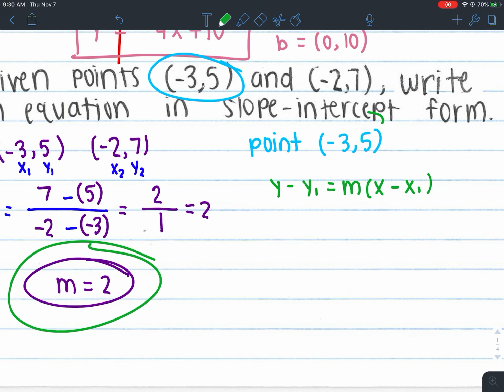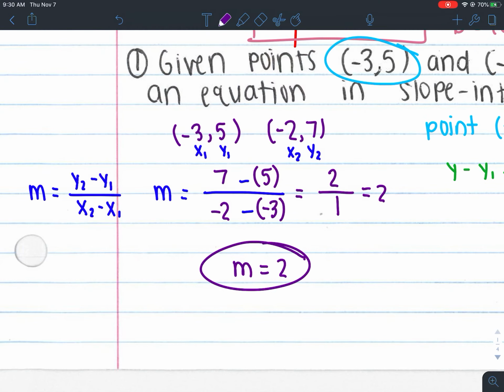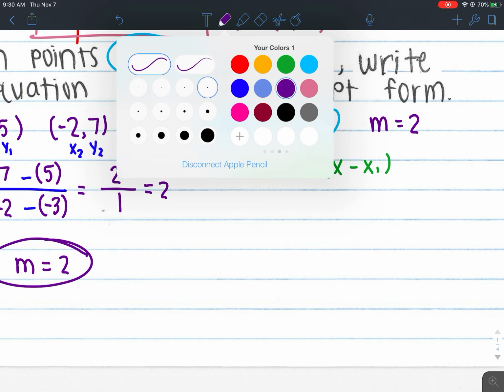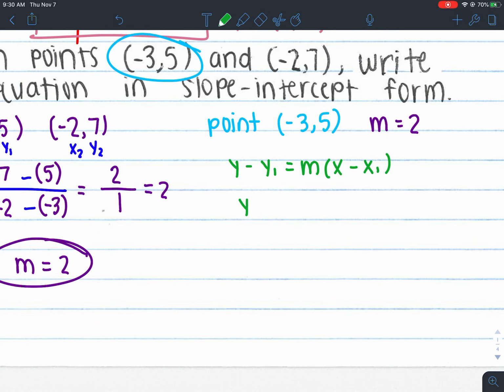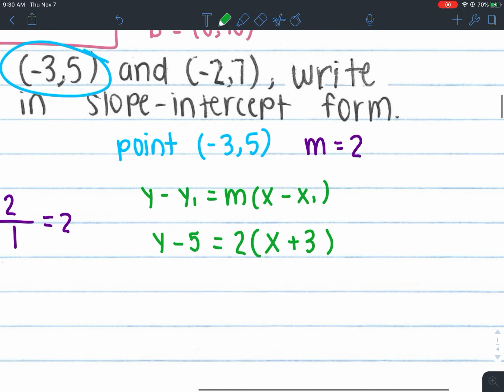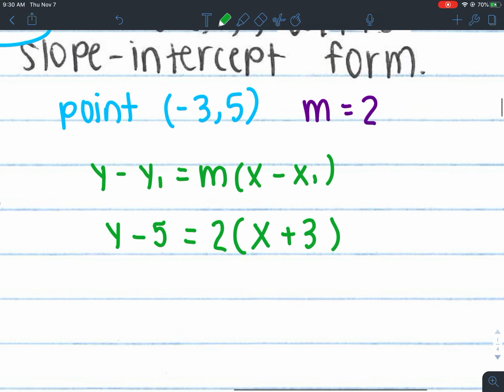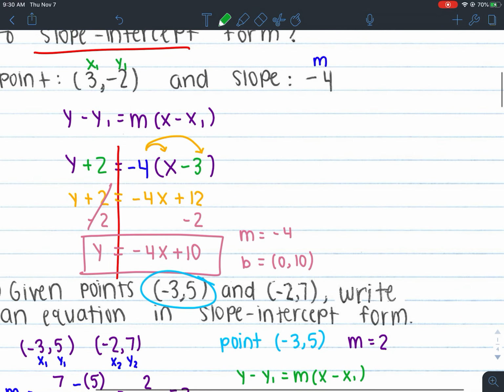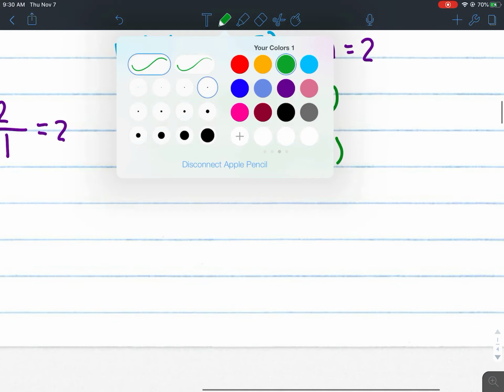So using my point and my slope here, right? Let me go ahead and write that down on the side over here. M equals 2. So I'm going to have y minus 5 equals 2 times x plus 3. So using the point and the slope, I've plugged it into the point slope form. Now I know how to go from point slope form to slope intercept form because I did that in the last problem. So let's go ahead and do that.